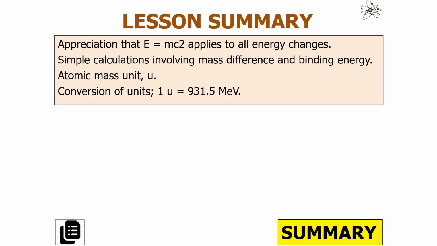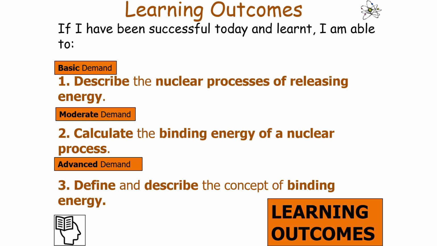So what can we learn in today's lesson? We can appreciate that E equals mc squared applies to all energy changes, carry out simple calculations involving mass difference and binding energy, have our atomic mass unit equal U, and have our conversion of units of 1 U equal to 931.3 MeV. So if we've been successful and we've learnt in today's lesson, we can describe the nuclear processes of releasing energy, calculate the binding energy of the nuclear process, and define and describe the concept of binding energy.